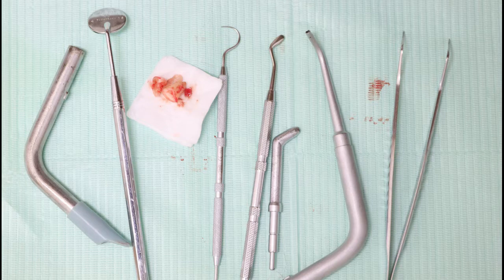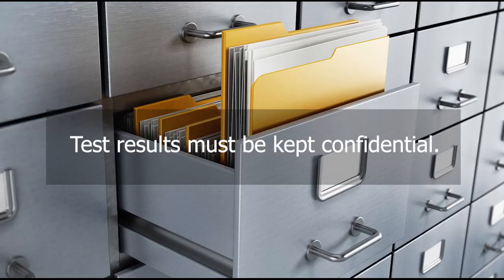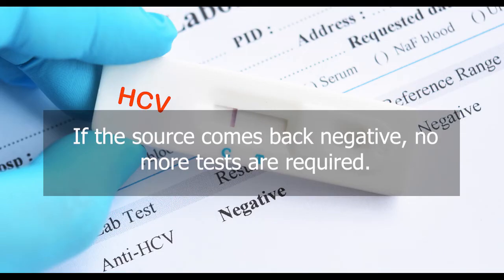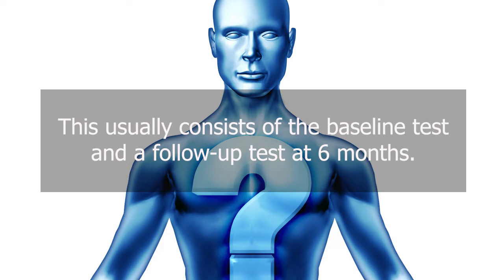This is important. Injuries oftentimes happen when you're cleaning up after a procedure and when the patient is checking out. If you talk to them before they leave, you have a much better chance of getting their consent and knowing the results within weeks. Ideally, you and the source get tested. These results are kept confidential and normally provided to you within 2 weeks of testing. If the source patient's blood comes back negative, that's the extent of testing. If the source is unknown or they don't consent, testing is normally carried out over a 6-month period. The baseline and a follow-up at 6 months.